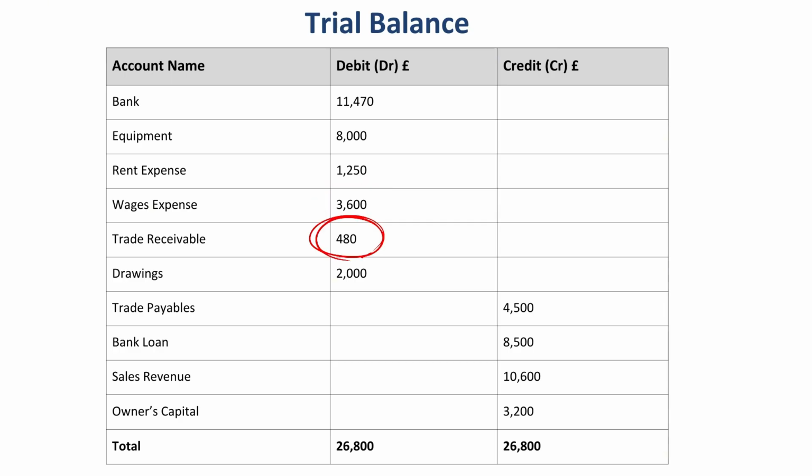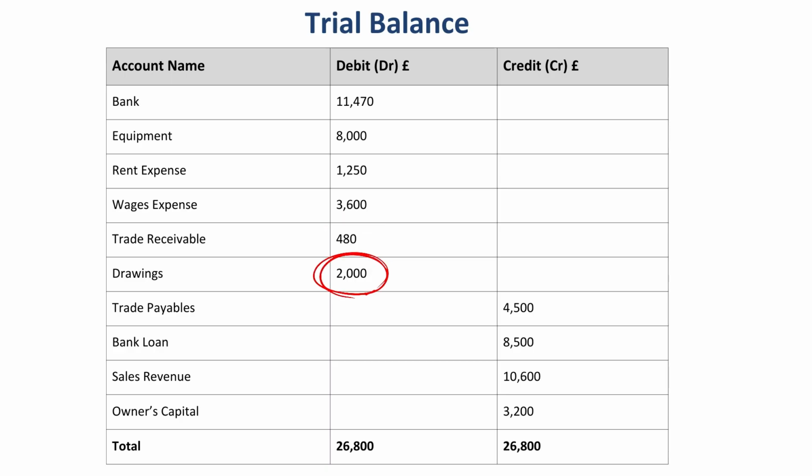Trade receivables is £480. Trade receivables represent money owed to the business by customers. This is a current asset because it is money expected to be received in the near future. Since assets hold debit balances, trade receivables appear on the debit side of the trial balance.